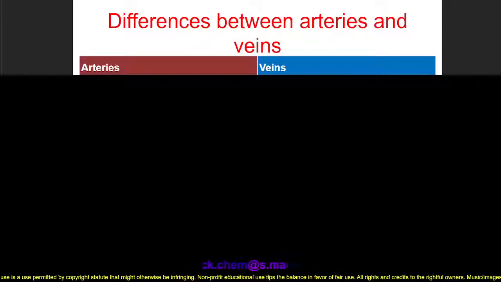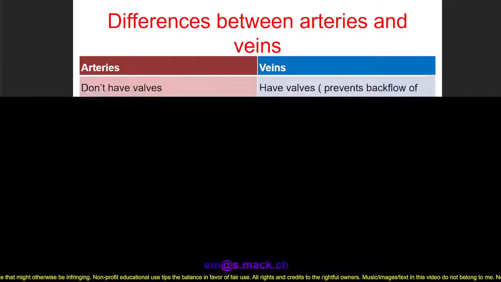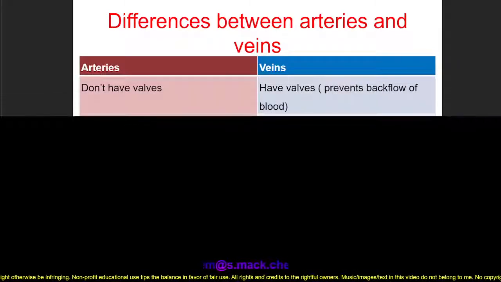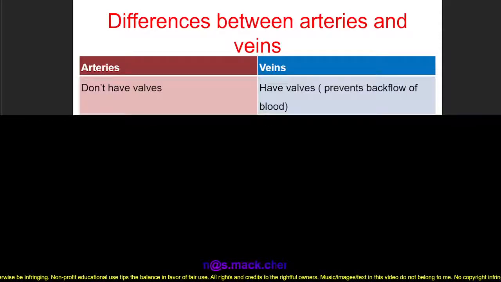Hi guys, in this video we're going to look at the differences between arteries and veins. Arteries are said to not contain a structure called a valve, versus veins which do have a structure called a valve. A valve is said to prevent the backflow of blood.